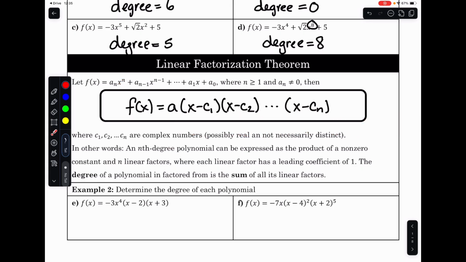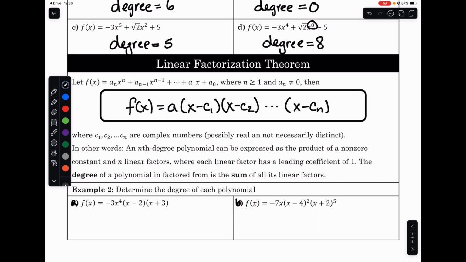Therefore, an nth degree polynomial can be expressed as the product of a non-zero constant and n linear factors, which means that the degree of a polynomial in this factored form is simply the number of its linear factors, since how many of these are multiplied correlates to the degree of the polynomial. Now, they don't have to be distinct. There could be a situation where a couple of them are repeating, like in this example that we see on example 2a.